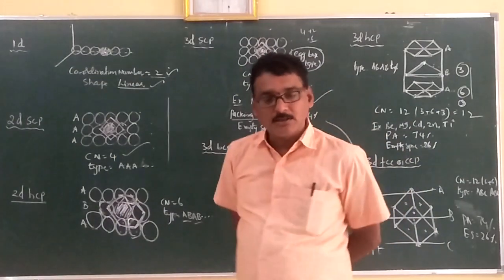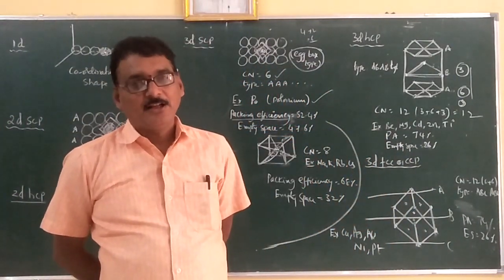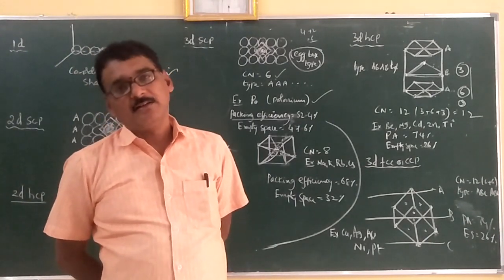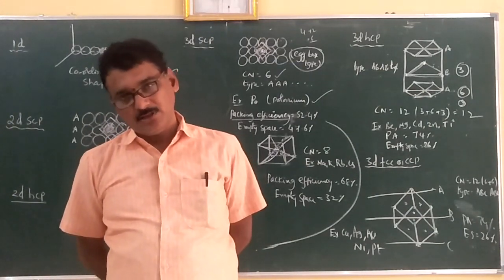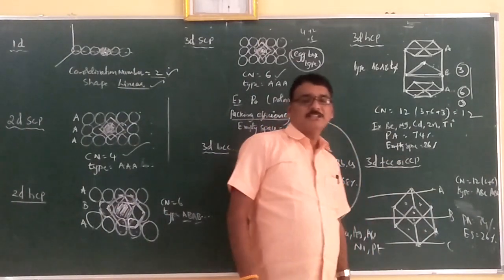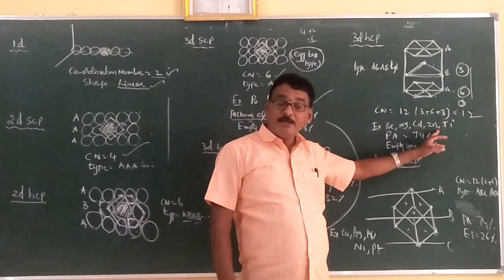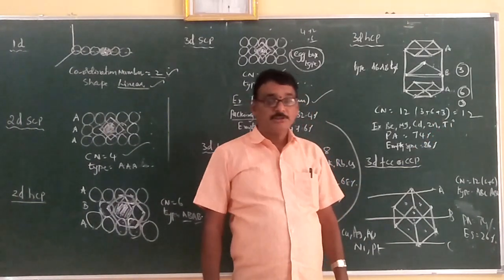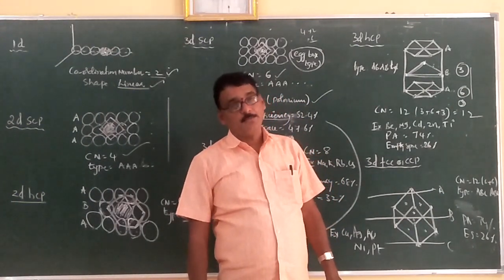Are you understanding this? AB type. B has 3, A has 6, and after A again B. Therefore 3 plus 6 plus 3, that is equal to 12. So what are the examples? Second group: beryllium, magnesium, cadmium. Second B group: zinc. Next, titanium. These are all examples of three-dimensional HCP.